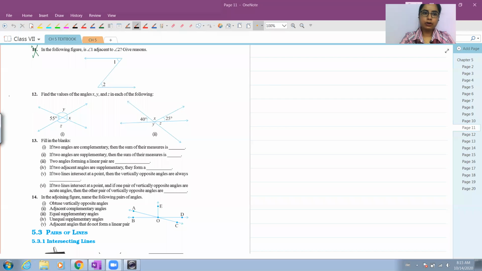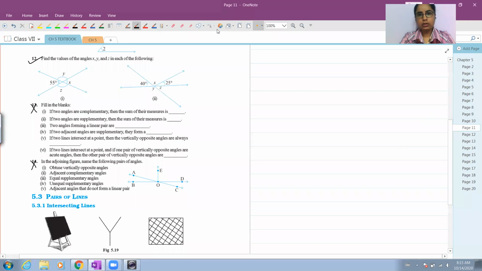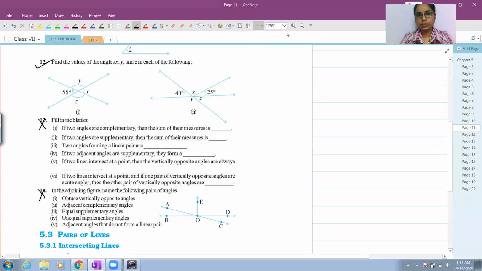Okay, so as for now, we have to do question number 12, and question number 13 and 14 are deleted. So let's do question number 12 now. Some of the students had already done it and shared it with me. So the first question here has a pair of lines, as you can see. The last time we discussed vertically opposite angles. So vertically opposite angles are formed when two lines intersect each other.